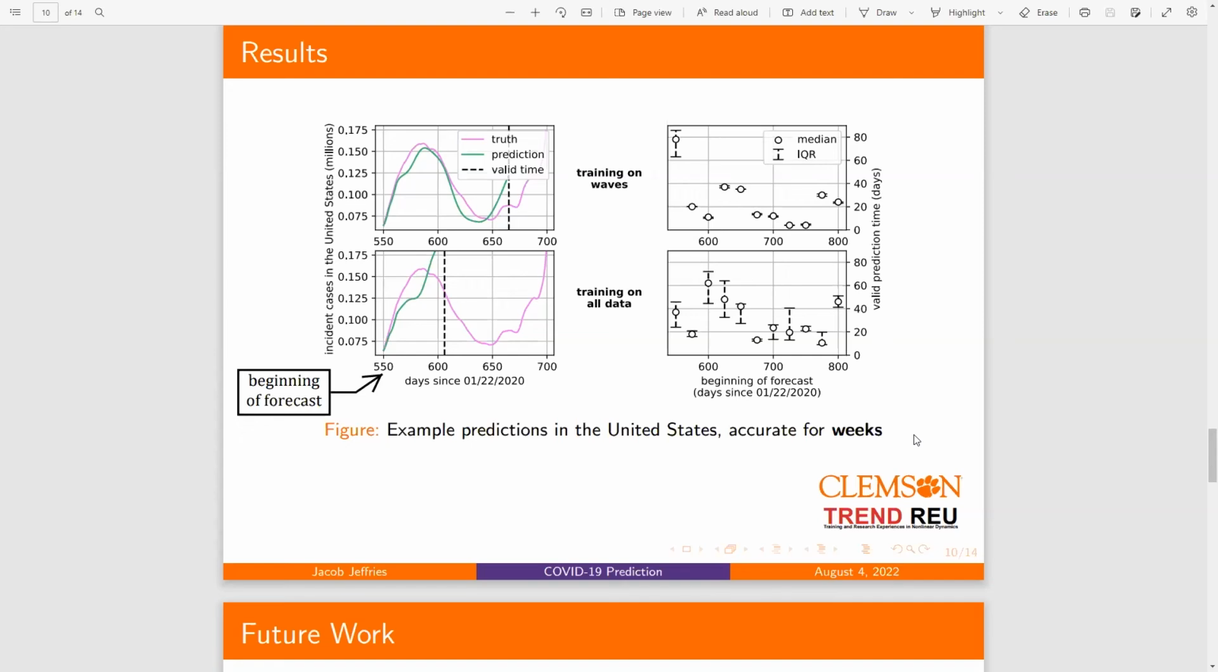The median case for beginning the forecast was about 80. This was repeated 30 times, and the error bars are the interquartile range. And then we see here, it looks like the training on waves is performing a lot better. It is in this case, but in the general median case, it's predicting on the order of about 20 to 30 days. The important part here is that it's predicting United States data accurately for weeks. This was also trained on state data, but there's not enough slides for that many figures. But the important thing here is that this prediction was accurate for weeks, which is amazing.